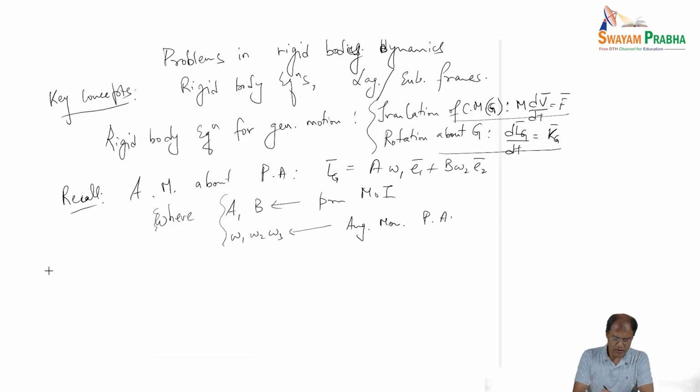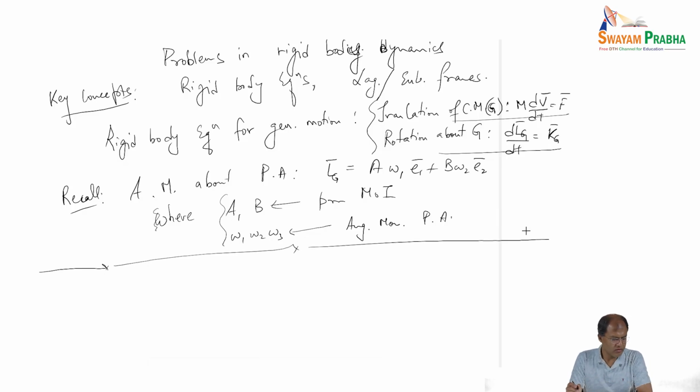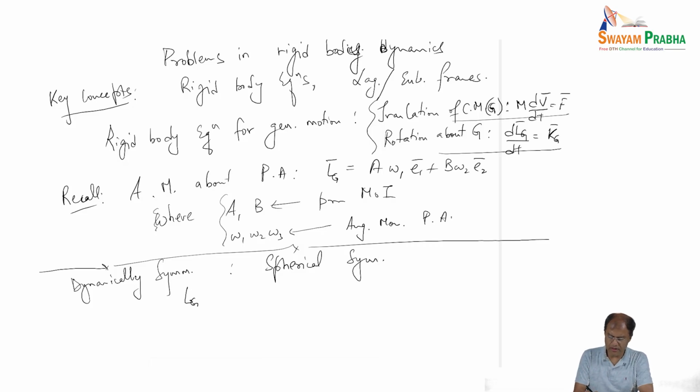So then we saw the case of the dynamically symmetric objects. So we have the case of spherical symmetry. So this is the case which is the easiest to follow, the spherical symmetry, right? So easiest of the motion, where my Lg will be simply A times omega, where A can be taken common, right? So here we have A is equal to B. So then, let's say in the general case, all the principal moments are equal.